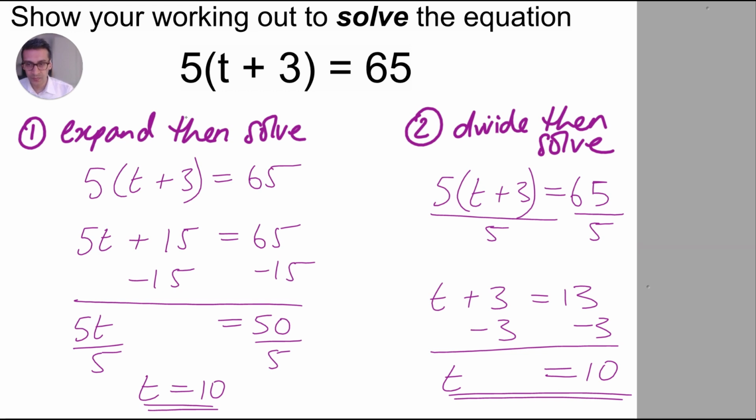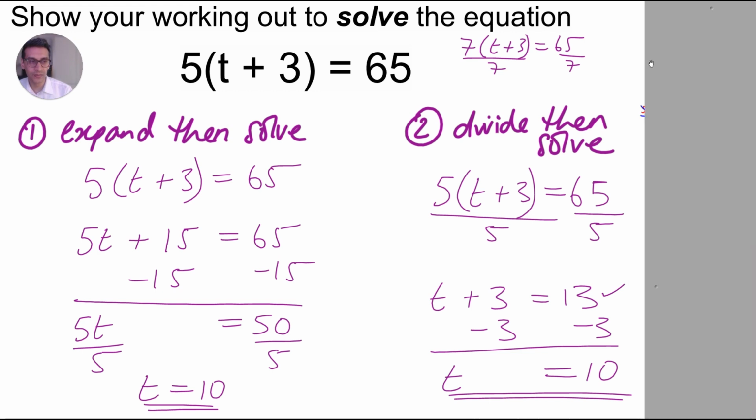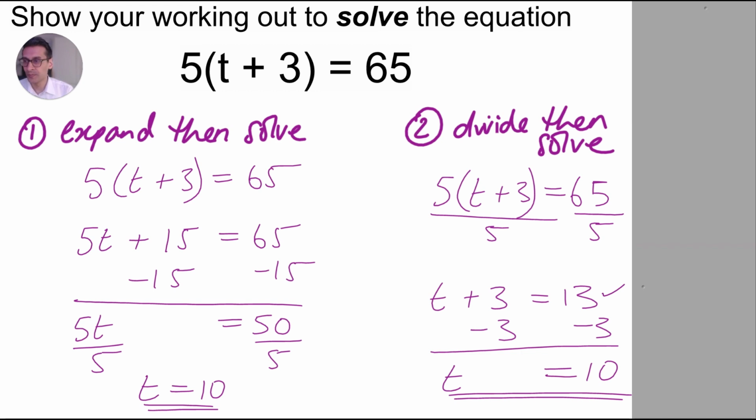In some cases, this number here doesn't go nicely into that number. So in that case, doing method 2 might leave you with a funny fraction. Now 5 goes into 65, so we ended up with a nice whole number. If, for example, it was instead 7 brackets t plus 3 equals 65, then dividing by 7 is not going to leave you with a nice fraction. So you can do it that way, but it's not the best way to do it. So instead, the first method works. So it's up to you to just pick which method feels a bit easier.